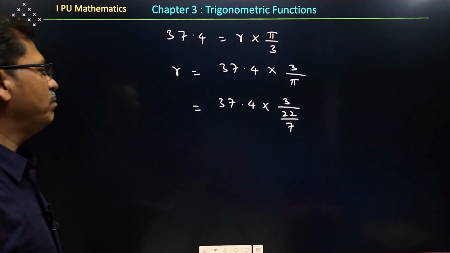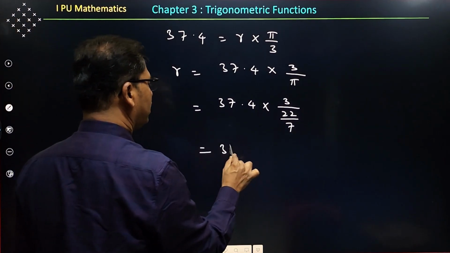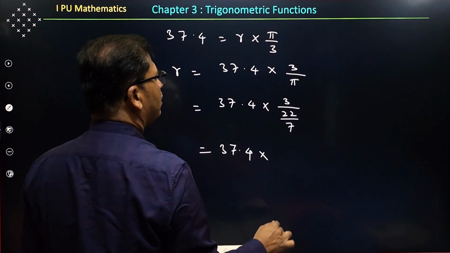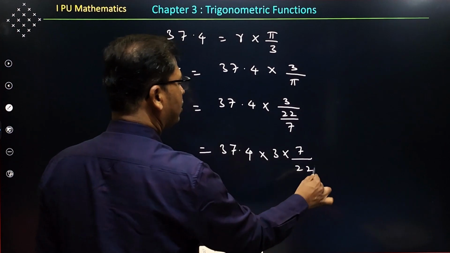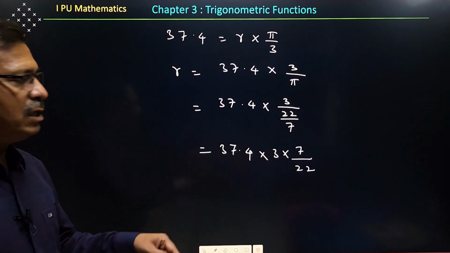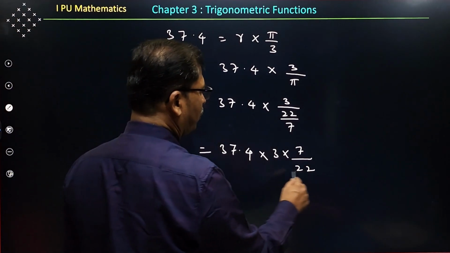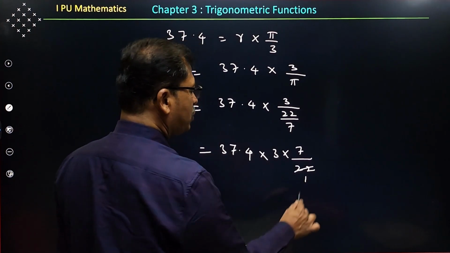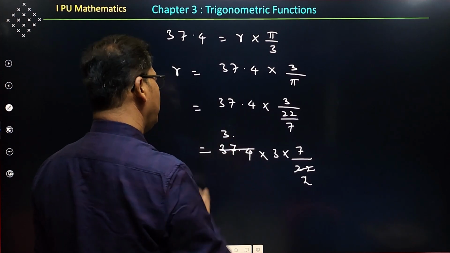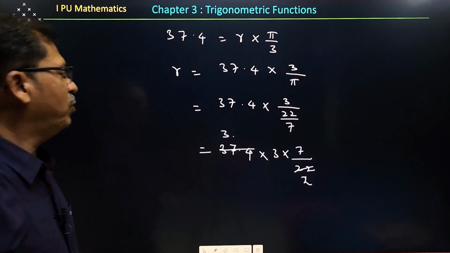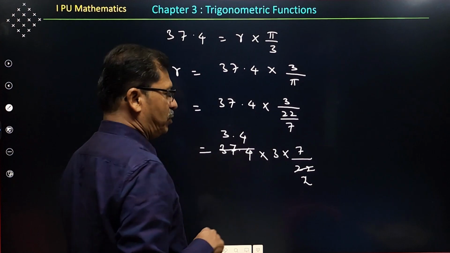See, a bit of simplification. Very simple calculation here. 37.4 as it is, then 3 also you write as it is. 22 by 7 becomes 7 divided by 22. Let us cancel by 11. 37.4 is divisible by 11. 11 2s are 22, 11 3s are 33, 4 remains 44, 11 4s are 44 here.